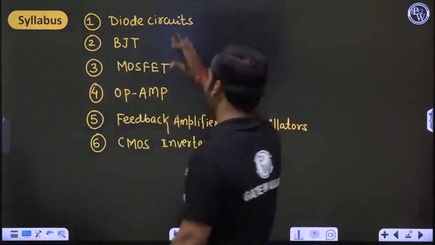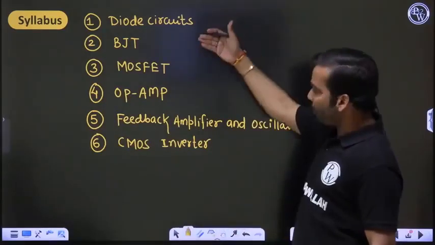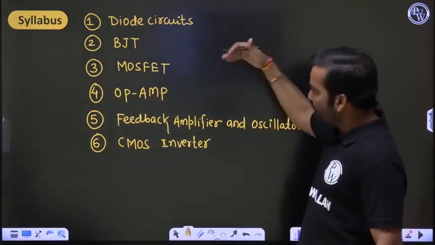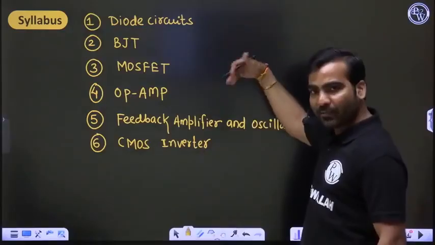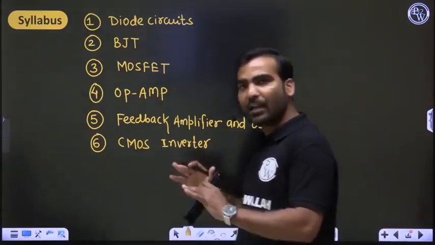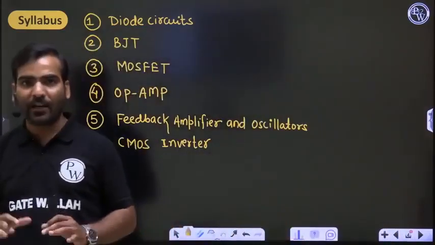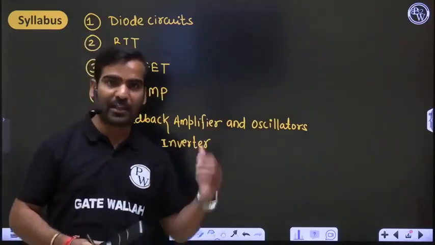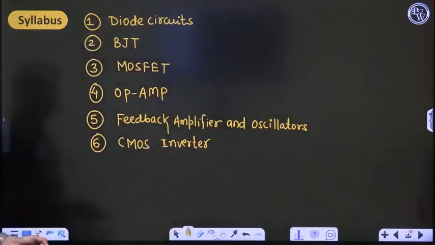So this is your complete analog circuit syllabus, in topic names only. The further topics inside each topic, we will discuss in the lecture itself. No need to worry or spend too much time on the syllabus. Now today we are starting the diode circuits.